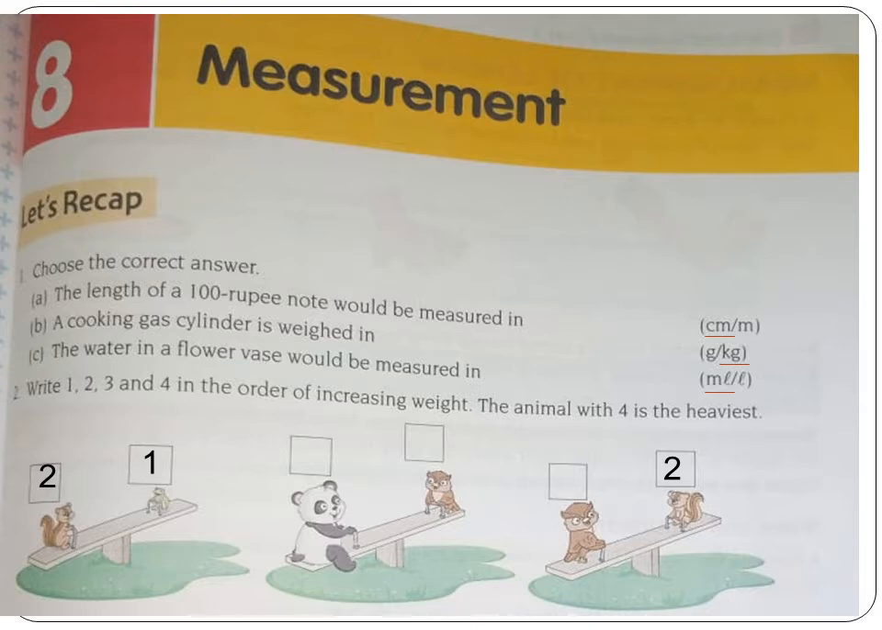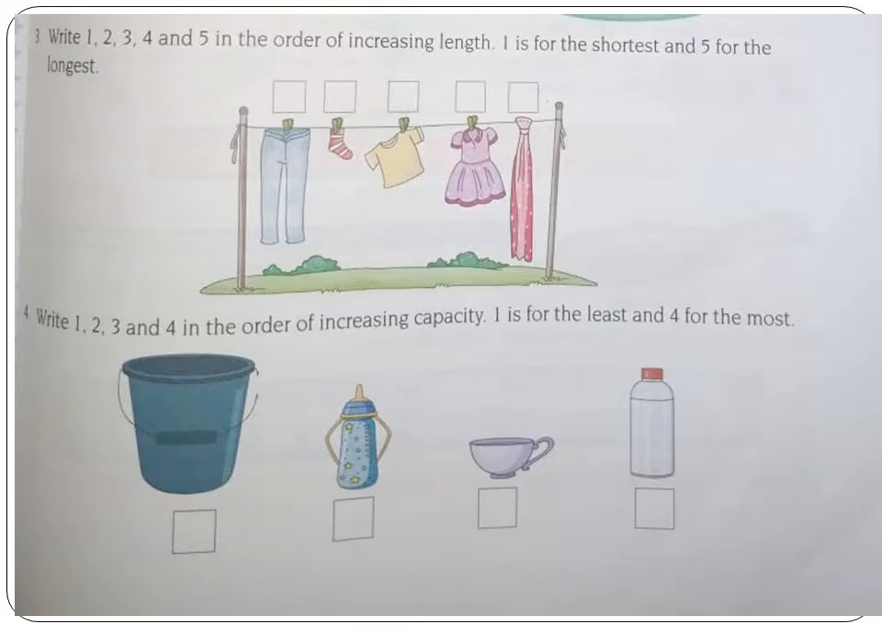What is this? This is owl. So I am marking it as 3. Next, again the same number is given for owl. Next, what is it? It is panda. So I am giving it 4. So here panda is the heaviest. Yes, children. Third one, write 1, 2, 3, 4 and 5 in the order of increasing length.